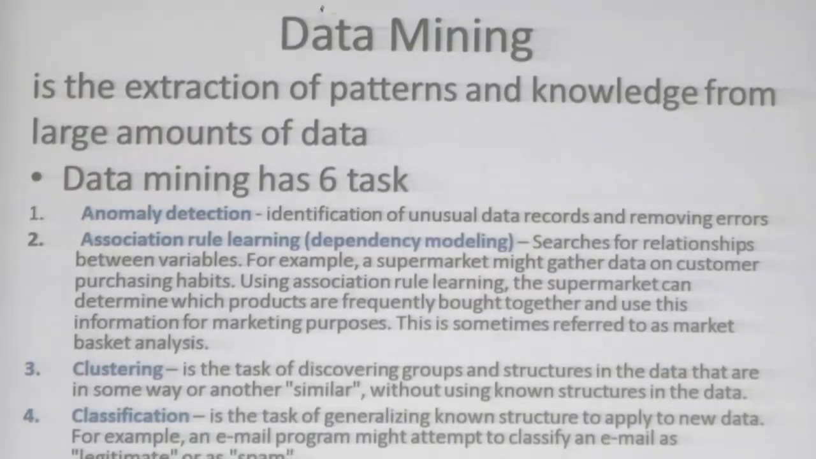Then association rule learning, dependency modeling: a search for relationships between variables. It means there is connectivity from one to another. It is the association, it is a relationship. So in a supermarket, especially as an example, from one product to another there is an association. In the Walmart example, I have given it here.